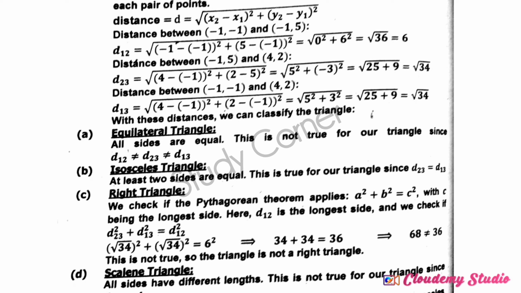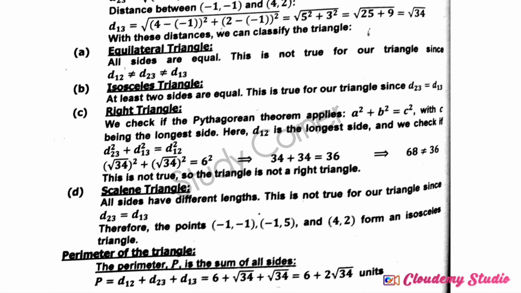And for a scalene triangle, all the sides should be unequal. Here two sides are equal. So this is not a scalene triangle.